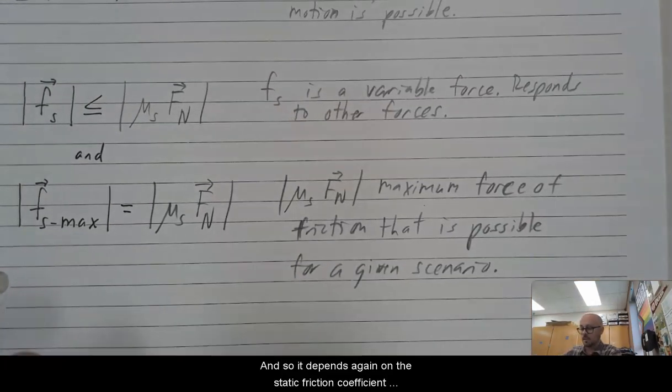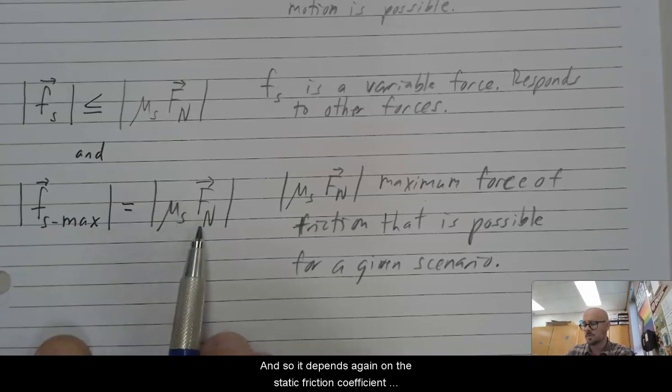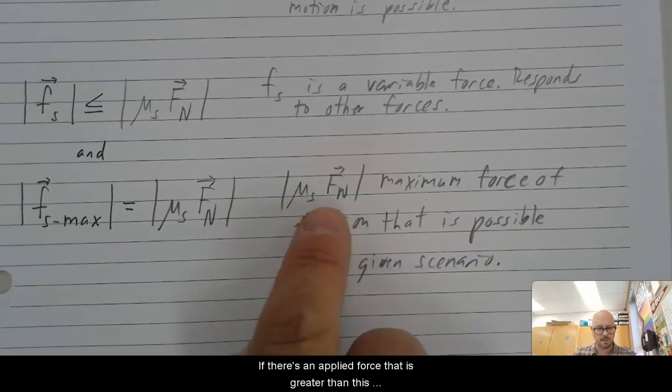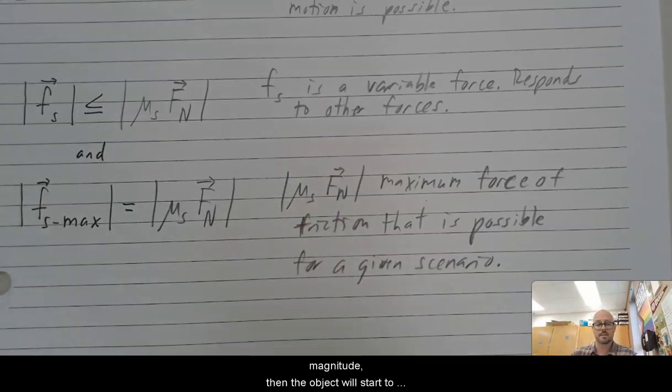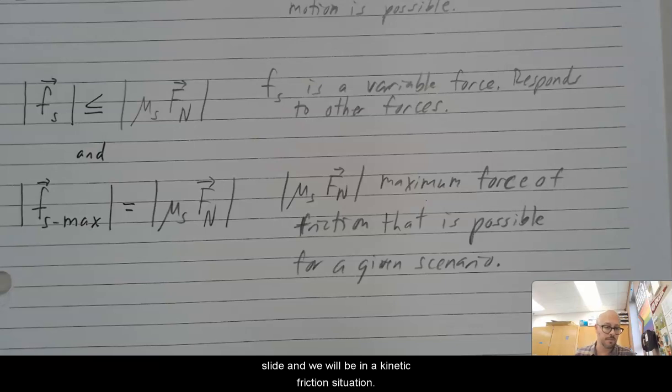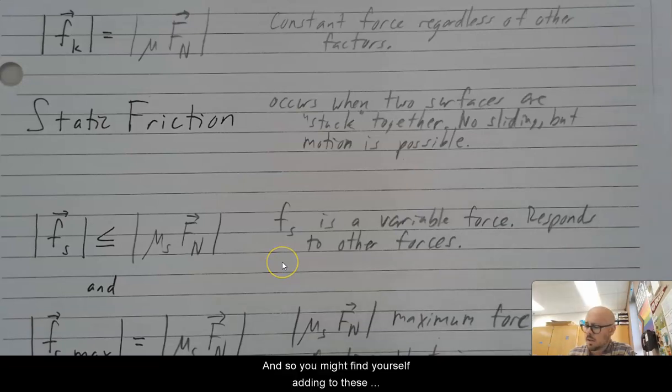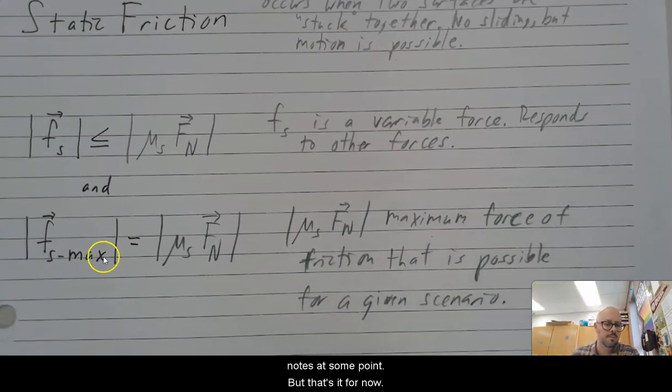And so it depends again on the static friction coefficient and the normal force, but again, that is the maximum amount of resistance that friction can provide to prevent objects from sliding. If there's an applied force that is greater than this magnitude, then the object will start to slide and we will be in a kinetic friction situation. I will do a demonstration in class that will attempt to show you the difference between these two forces of friction, and so you might find yourself adding to these notes at some point, but that's it for now.